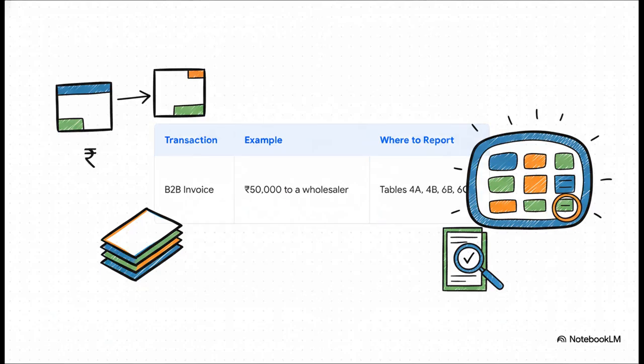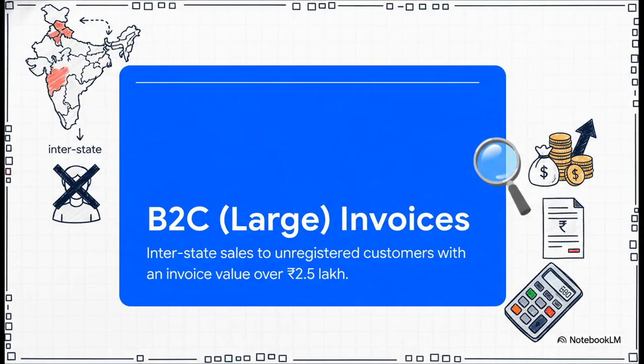So, let's talk about your B2B sales. Let's say you sold 50,000 rupees worth of goods to a wholesaler who's registered for GST. That invoice gets reported in the sections under Table 4. Now, the exact letter, 4A, 4B, depends on the specifics, but the main thing to remember is all your standard business-to-business sales land right here.